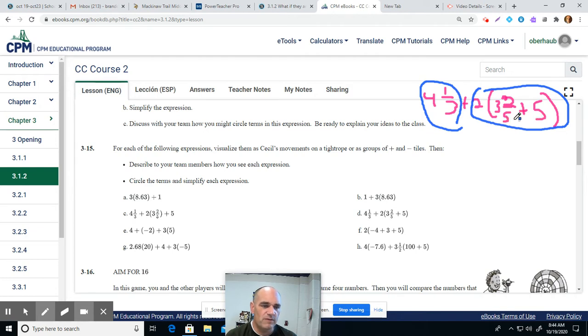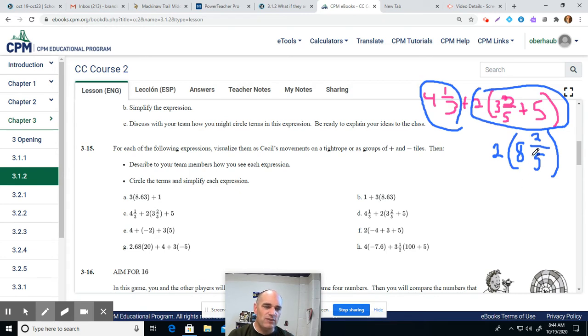3 2/5 plus 5. Well, let's see. 3 whole things and 5 whole things gives me 8. And then 2/5. So I have 8 2/5. Put that back in my parentheses, and now we have that times a 2. So we could multiply these fractions. Also, this is saying 8 2/5 twice.